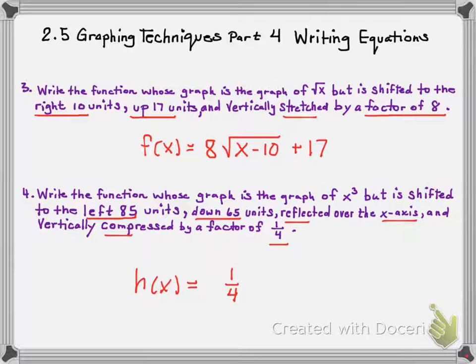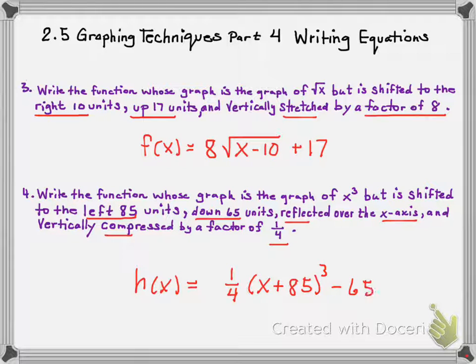And notice it's got a movement to the left, 85 units. So in parentheses, since that's to the left, we're going to add 85 units. And we're going to close this off. We're going to cube it. And this thing is going to shift down 65, so we're going to put a minus 65 on the outside here.